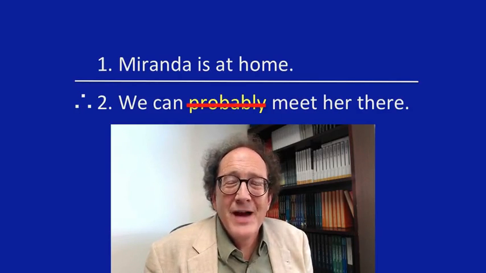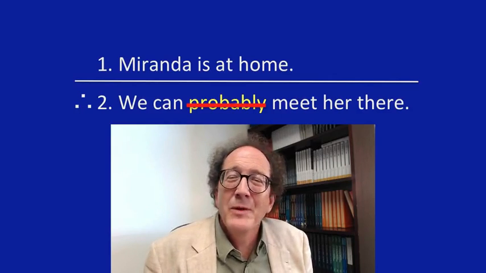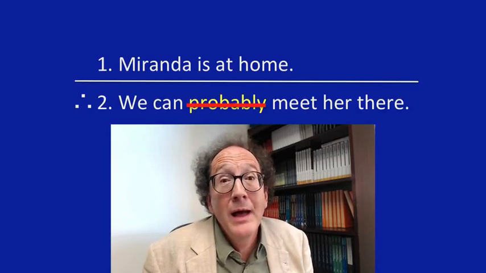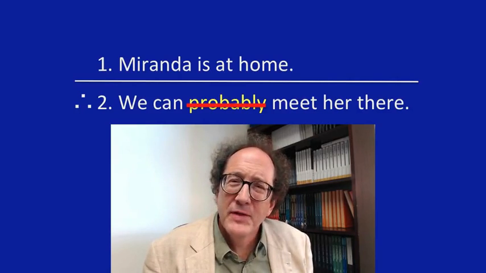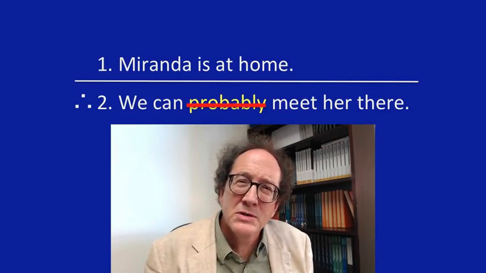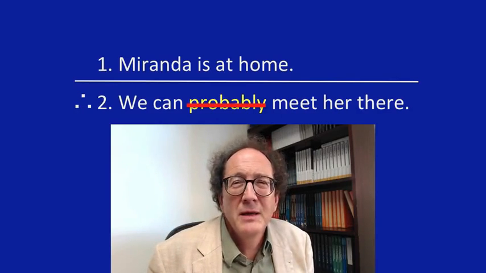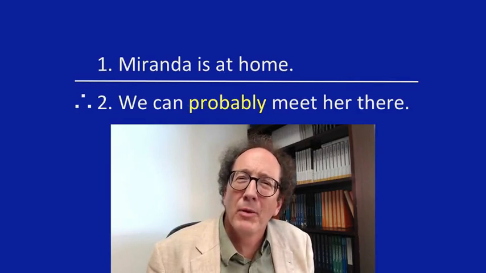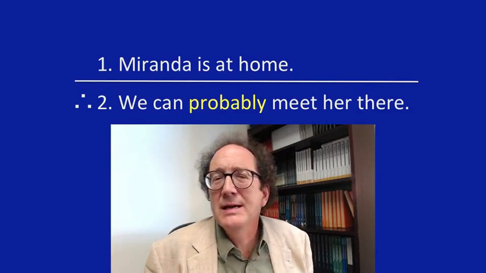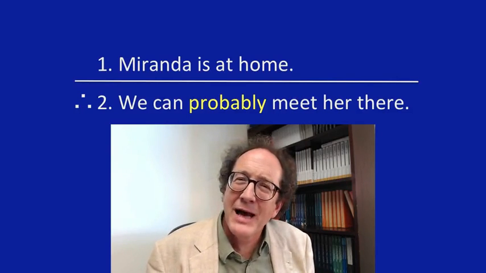They realize that the fact that she's at home right now doesn't mean that we can meet her there, because it might take us a while to get there and she might leave while we're on the way. So it's not fair to the person giving the argument, and it makes the argument look worse to cross out the word probably. So in that case, you want to keep the guarding term in order to properly represent the force of the argument.